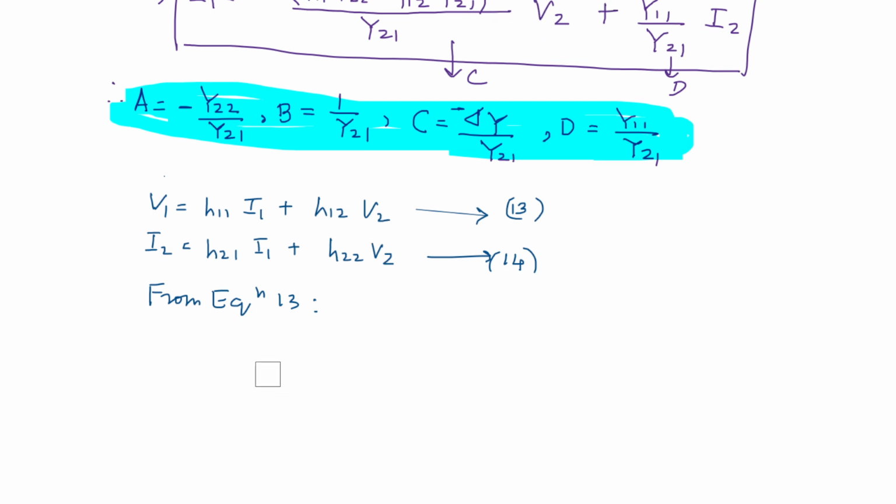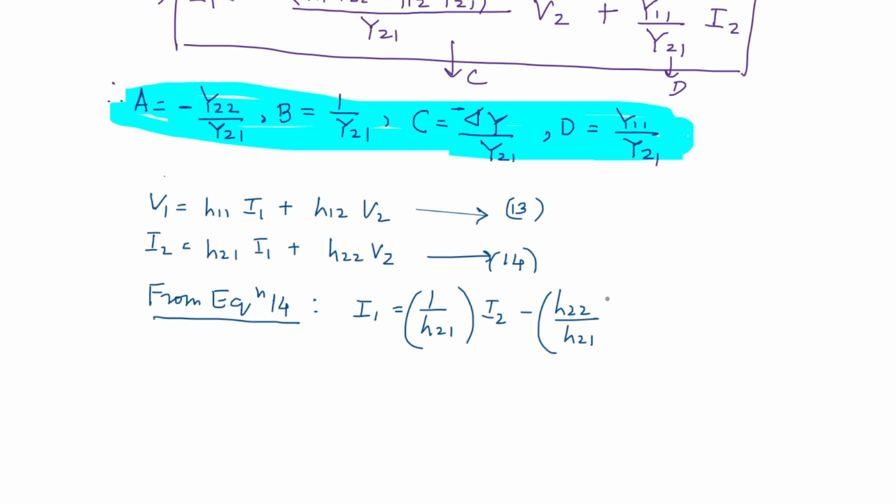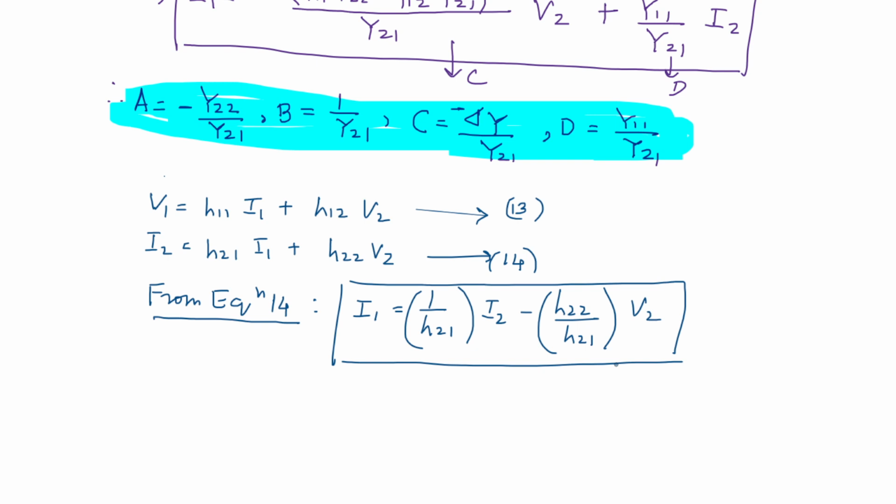So from equation 14, you need to consider equation 14. So from equation 14, we must write I1 is equal to 1 by H21 into I2 minus H22 by H21 into V2. This is our first equation. So if you compare, I1 is equal to CV2, so this must be C, and plus DI2, so this must be D.